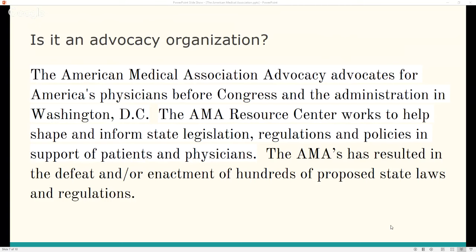So the next slide, is it an advocacy group? The answer is yes. They actually have a whole department dedicated to doing this. It's called the American Medical Association Advocacy. And they do go before Congress and the administration in Washington, D.C., and they do delegate through that. And they also help out on the state level too, through state legislation and in other policies, helping patients and physicians to get what they want and need at the state level and at the governmental level.